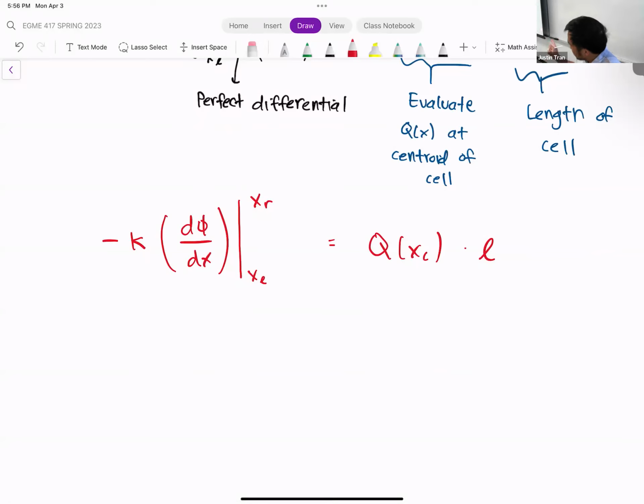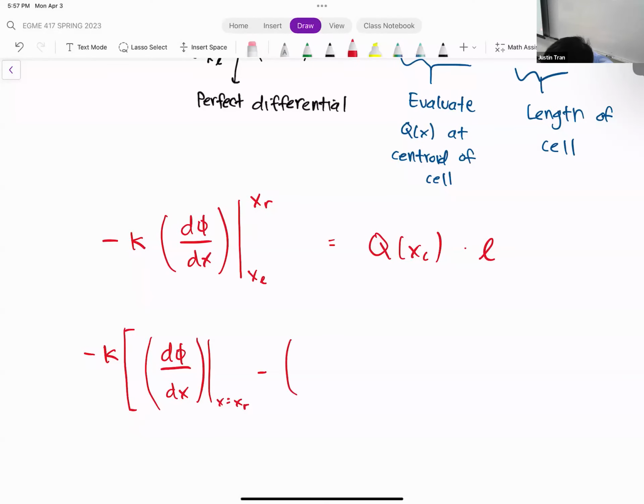Imagine this is the step after you performed your antiderivative on the integral. After that step, we're going to have minus k multiplied by d phi dx evaluated at x equal to x sub r, minus d phi dx evaluated at x equal to x sub L. And all this is equal to q at xc times L.